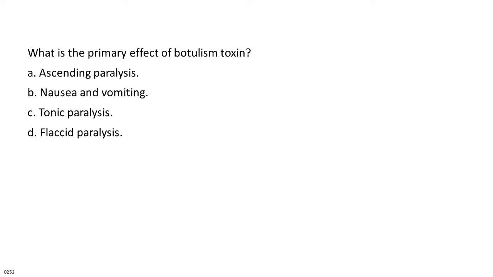What is the primary effect of botulism toxin? A. Ascending paralysis. B. Nausea and vomiting. C. Tonic paralysis. D. Flaccid paralysis.